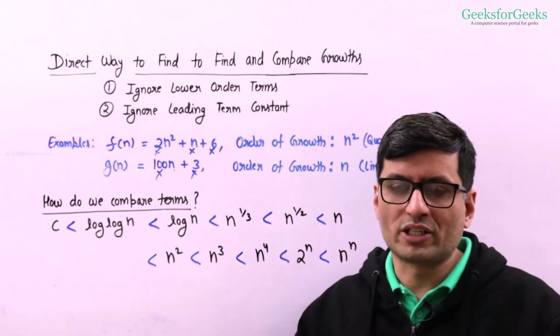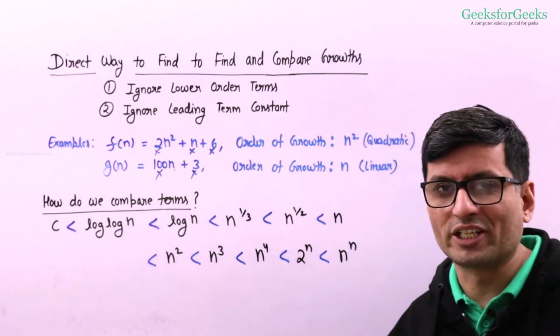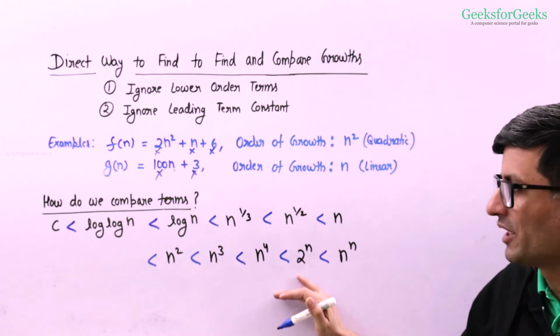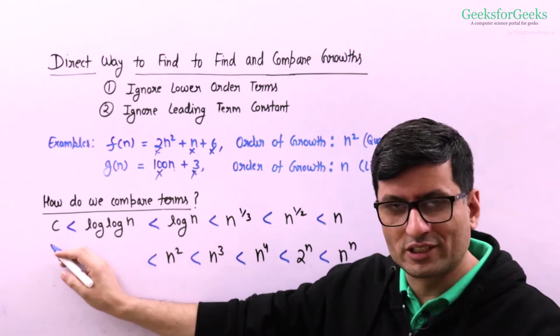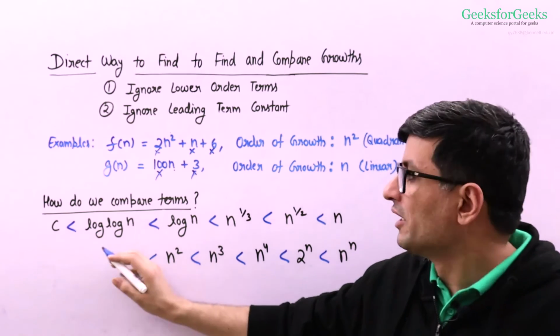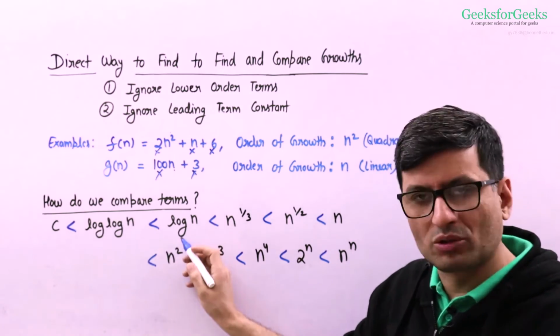Now, when you are given multiple terms in an expression, how do you decide which one is leading, which one is not leading, which one is growing slower? For that, we can always use basic mathematics. We can remember this thing, that constant is the slowest growing term. It doesn't grow at all, right? It's a constant, right? Log n grows, but grows very slow.